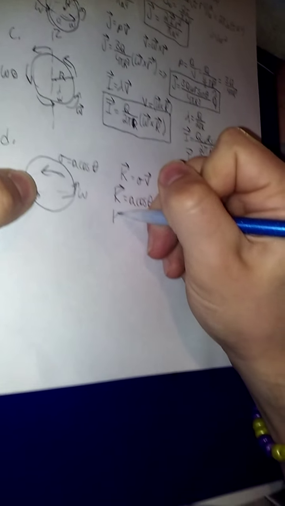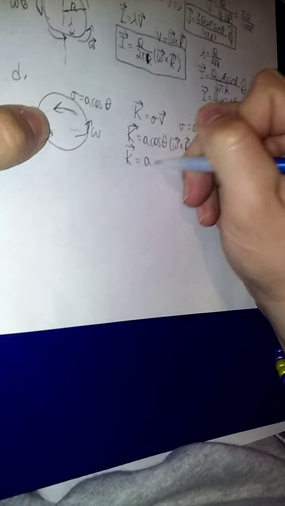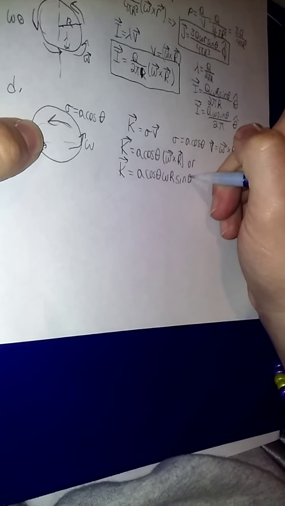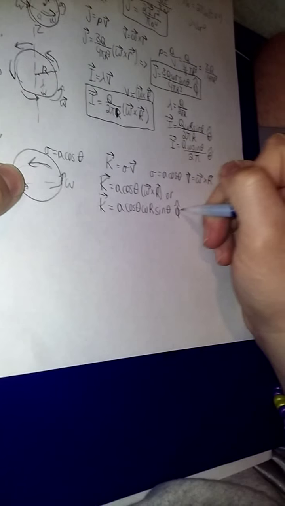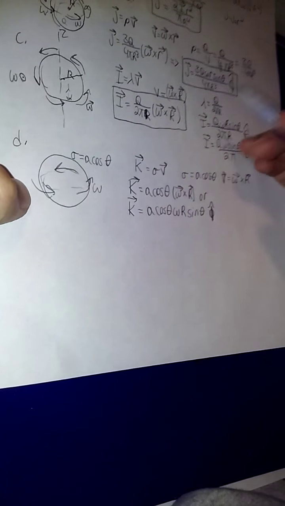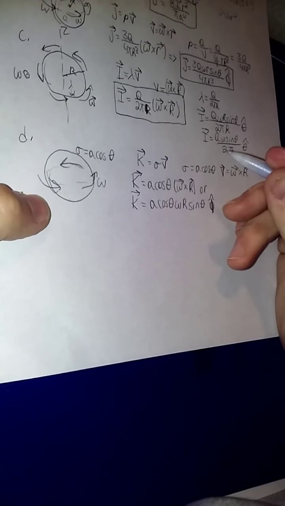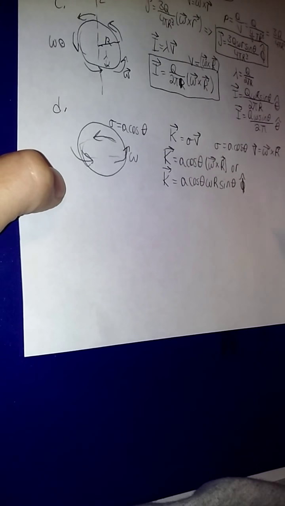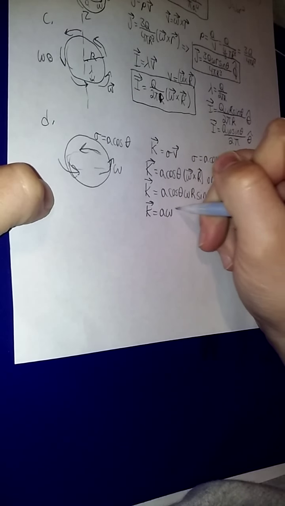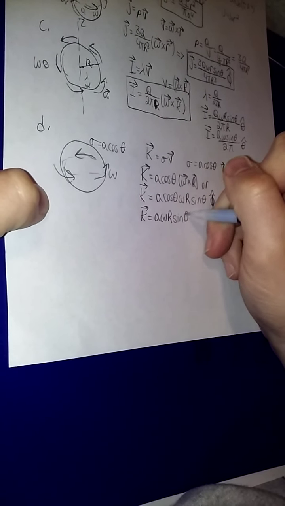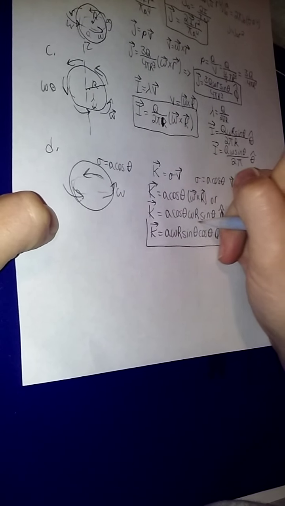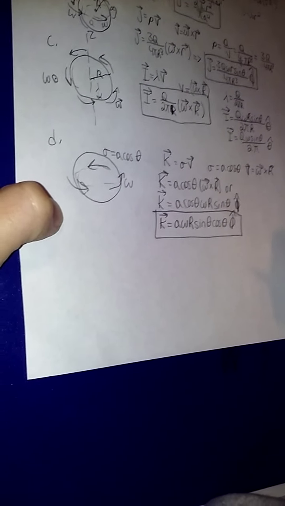Or if we go to magnitudes, a cosine theta omega r sine theta, and in the phi hat direction, once again, it's in the direction of the velocity because K equals sigma v. And then rearranging everything just to make it look prettier, we get a omega r sine theta cosine theta in the phi hat direction. And that is it. Done.